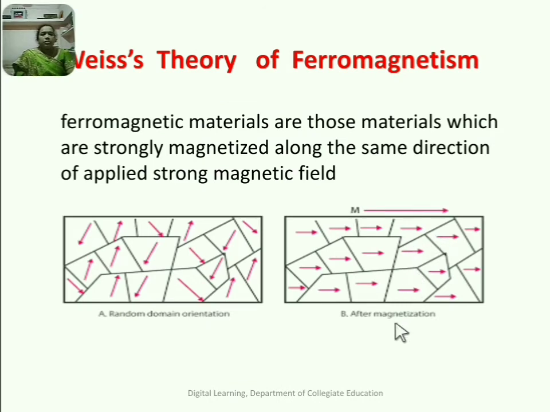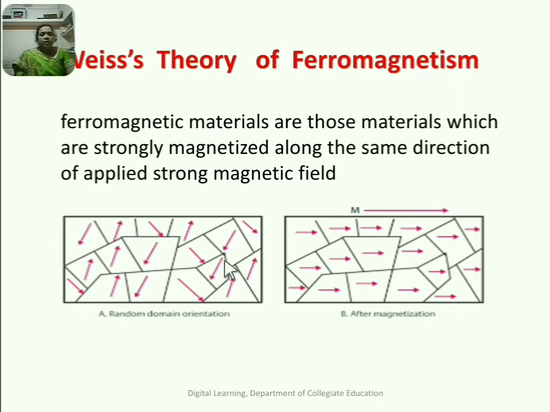Students, today we are going to discuss Weiss theory of ferromagnetism. Ferromagnetic materials are those materials which are strongly magnetized along the same direction of the applied strong magnetic field. Means, students, ferromagnetic materials are those materials which show strong magnetic properties. This theory of ferromagnetic material was given by the scientist Weiss in 1907.